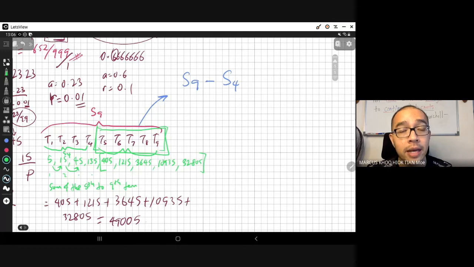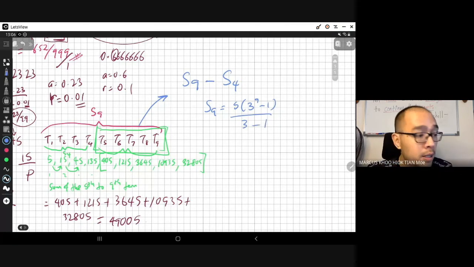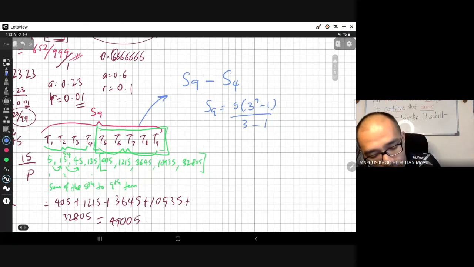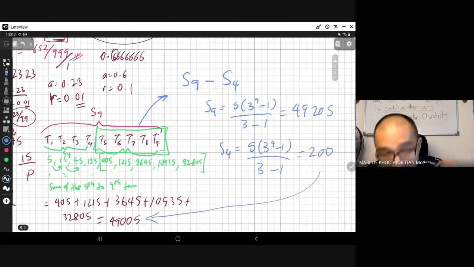S9 minus S4. By using the S9 minus S4 method, you will have to do a little bit of calculation. S9 equals to 5, R is what? R is 3. 3 to the power of 9 minus 1 over 3 minus 1. Okay, and then S4 is 5, 3 to the power of 4 minus 1 over 3 minus 1. You will get this value 49205, this value 200, and when you minus it, you will get the exact same answer.